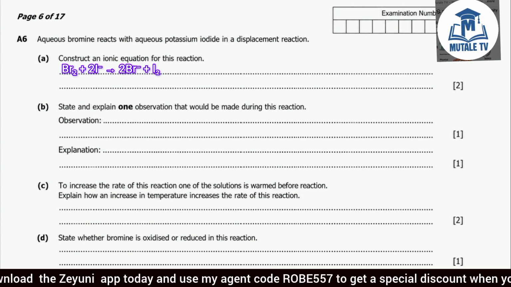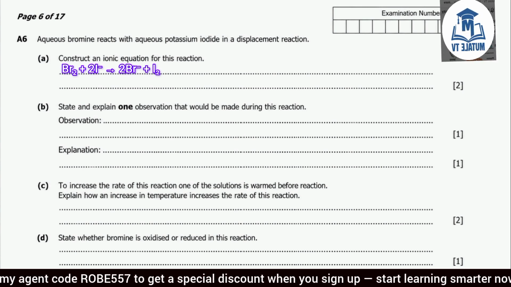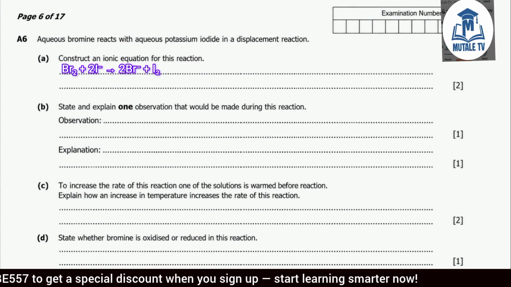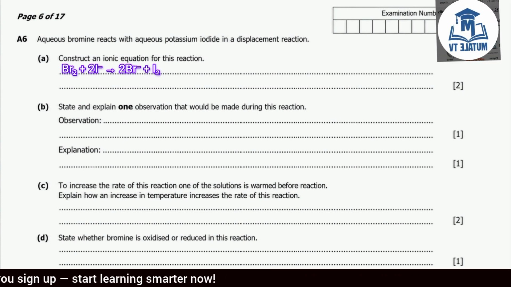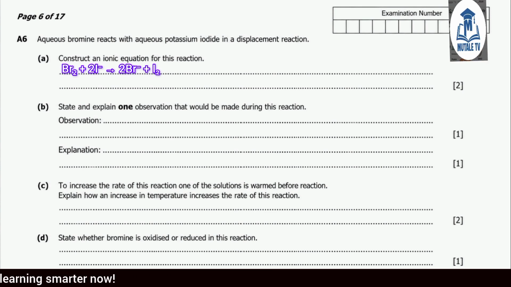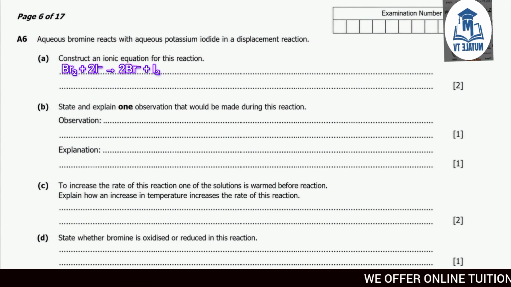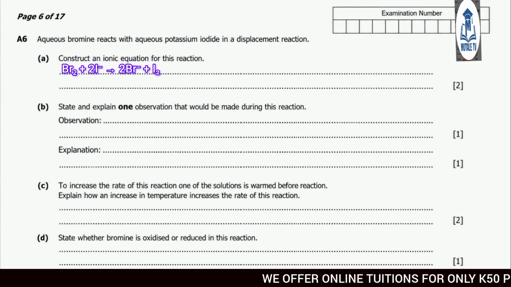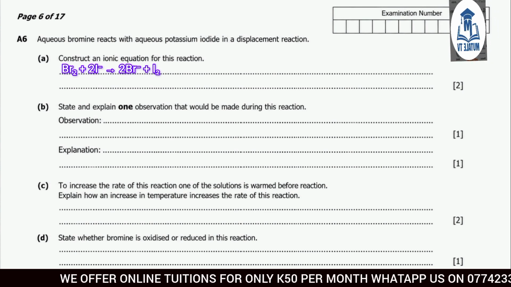Step 3. Balance the equation carefully. We need equal atoms and charges on both sides. Start with bromine. Br2 becomes 2Br-. Now, iodine. 2 I- become I2. So the balanced ionic equation is Br2 plus 2I- yields 2Br- plus I2. That is the correct ionic equation.